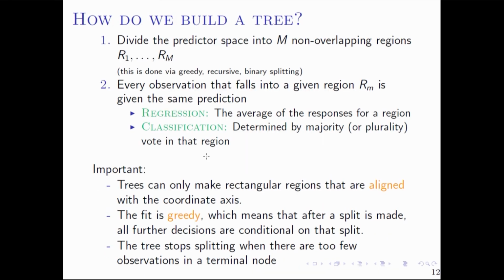But how do we know where to divide, how to break this region? The basic idea of the decision tree is that we want to divide the predictor space into non-overlapping regions, R1 to Rm, and every observation that falls in a given region Rm gets the same prediction, the same color, depending on the majority vote. We can have a regression decision tree and a classification decision tree, but here we will be talking only about the classification decision tree.